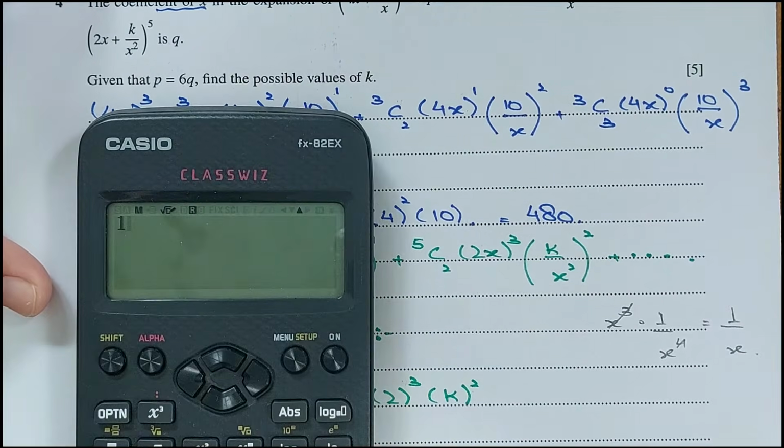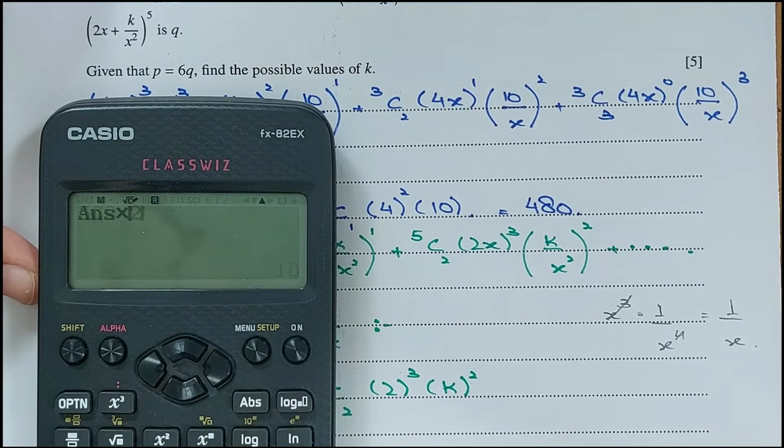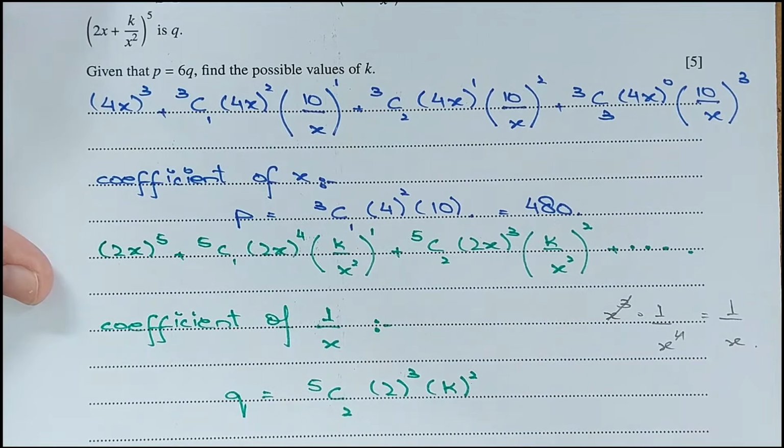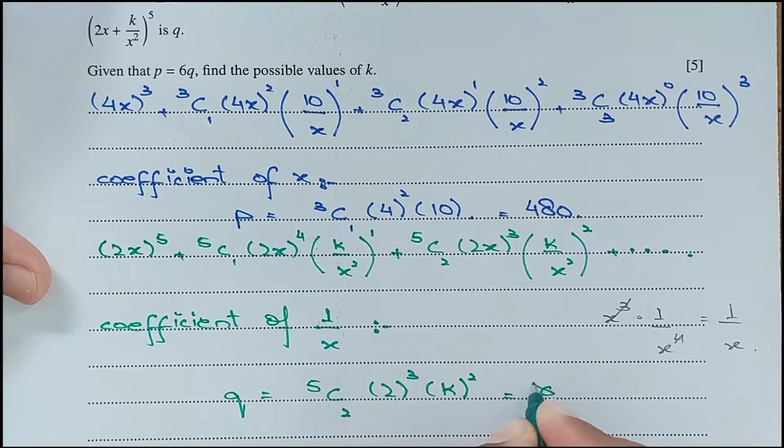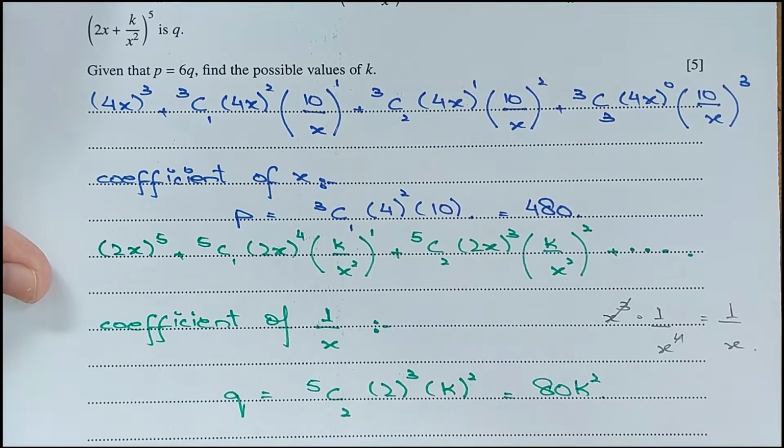Okay, let me simplify this. What is 5C2? 5C2 is 10 times 2 cubed, and this is 80 and k squared, right? So this would be equal to 80k squared.